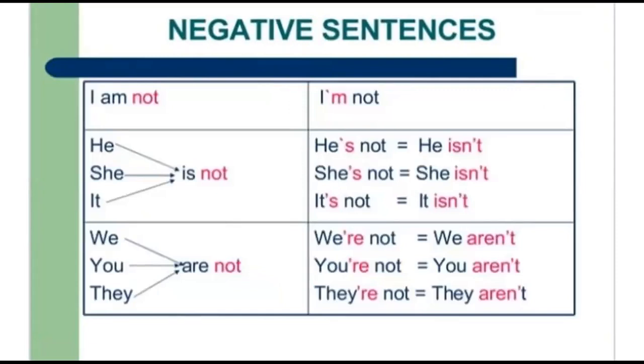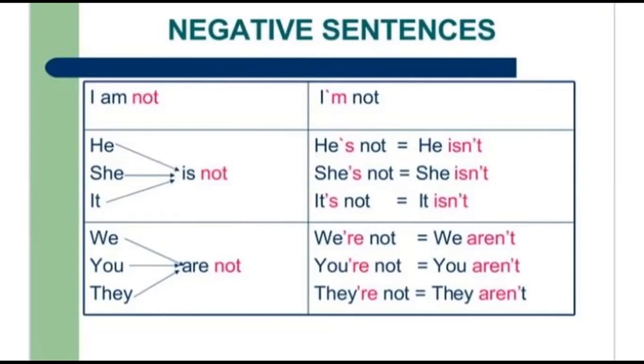Okay, going towards the next slide. Negative sentences: I am not. You can see the contracted form of I am: the a is absent and an apostrophe is used. I am not, I'm not. He, she is not, he's not, he isn't. So in very contracted form, we can use he isn't. We have shortened the sentence and written it as he isn't, she isn't.